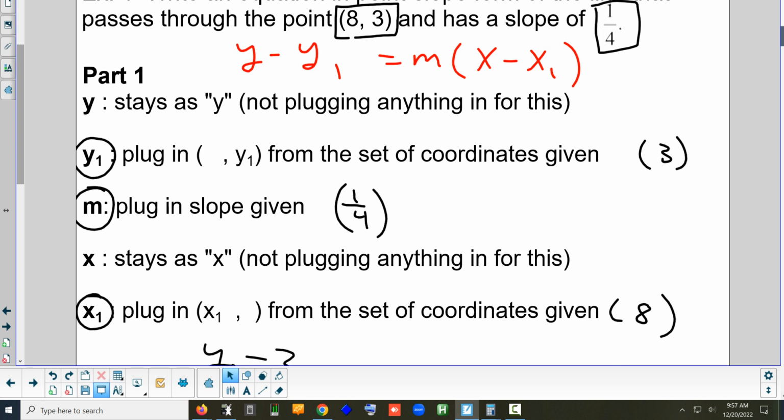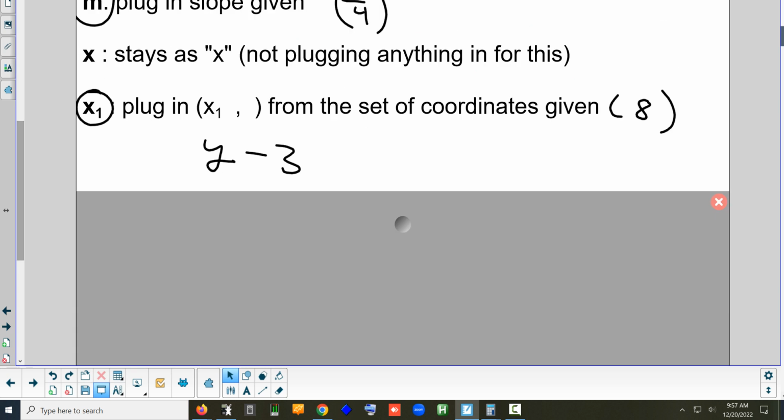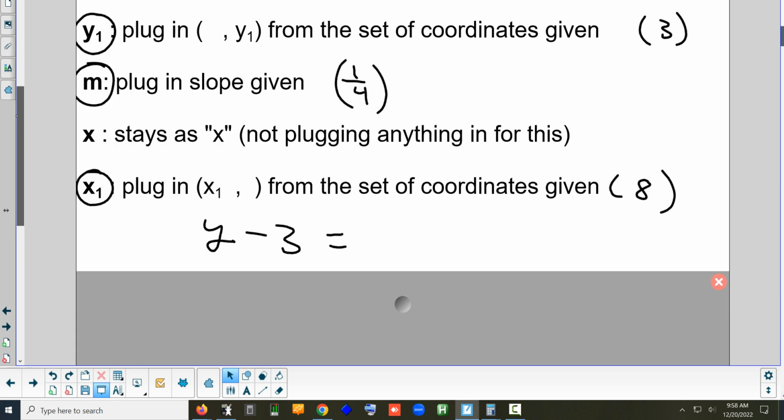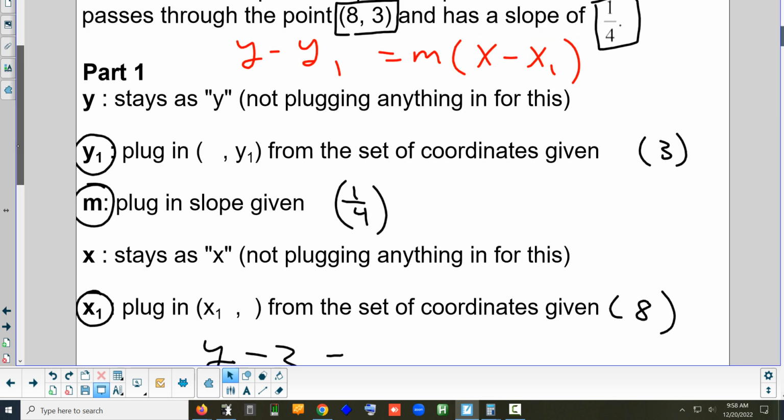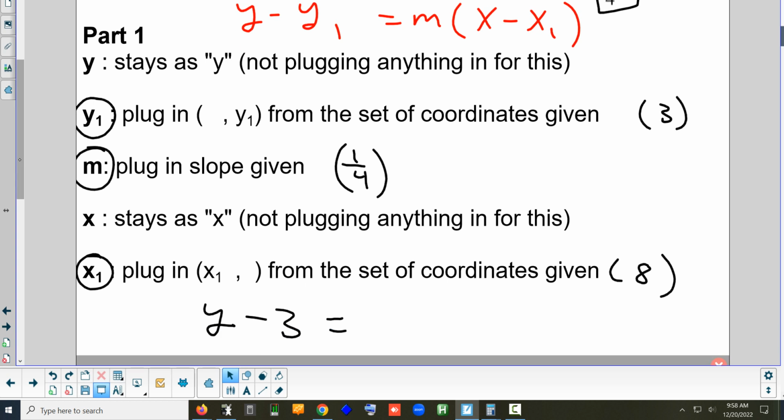Yep, we need the equal sign. So equals. And then what's going to come after? Okay, so after the equals, we have an m. What are we going to fill in for m in our problem? Yep, 1/4. Okay, we figured out that was m.